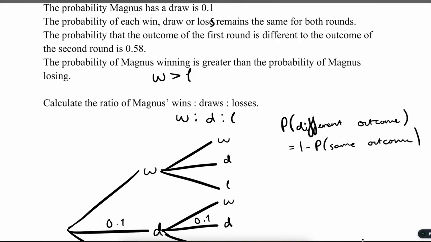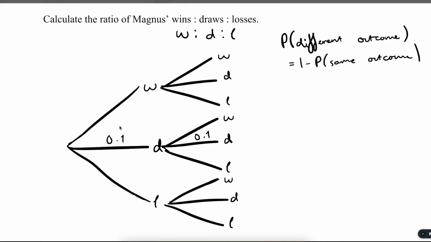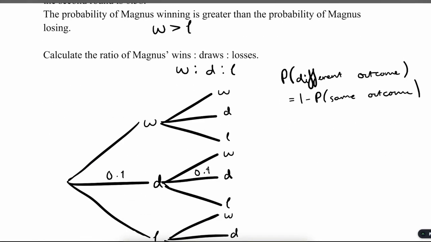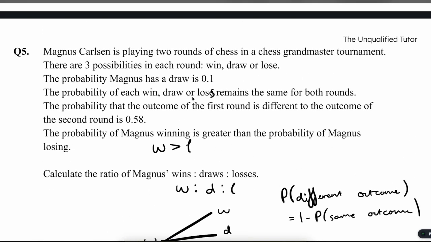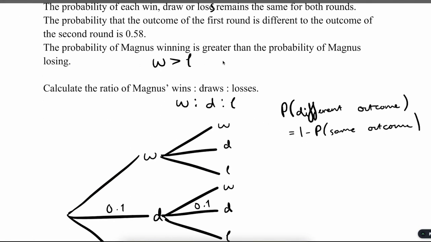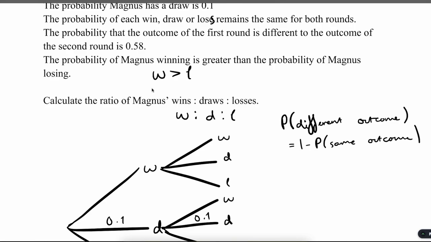Okay, so it's helpful to draw yourself a tree diagram here. It tells us that the probability that he draws each round is 0.1, and the probability of each win, draw, or loss remains the same for both rounds. But we need to work out the probability of Magnus's wins and his losses. Now, it tells us that the probability that the outcome of the first round is different to the outcome of the second round is 0.58.